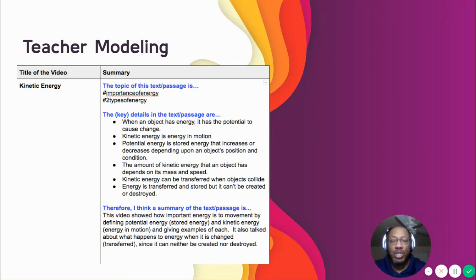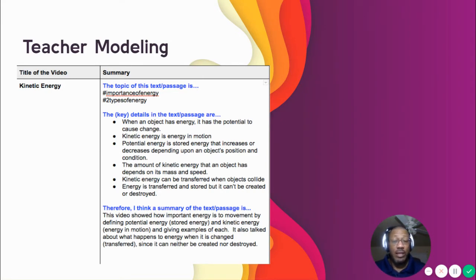One was, when an object has energy, it has the potential to cause change. Okay, so that was helpful because, again, it talks about any object, and it really talks about this issue of whether or not there's change or movement. Okay, and we talked about movement. That second point, kinetic energy, is the energy in motion or movement. So things don't have kinetic energy until they move.